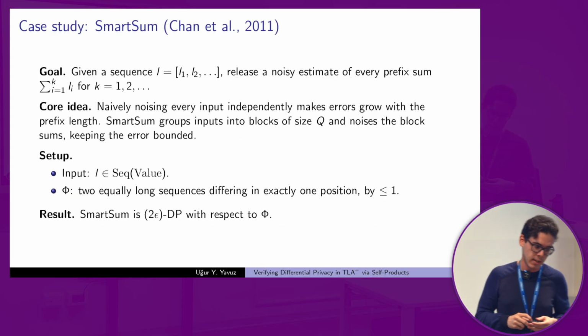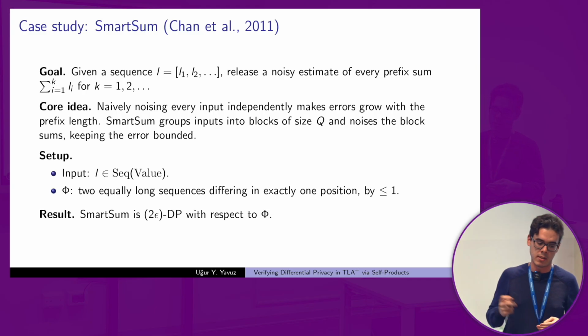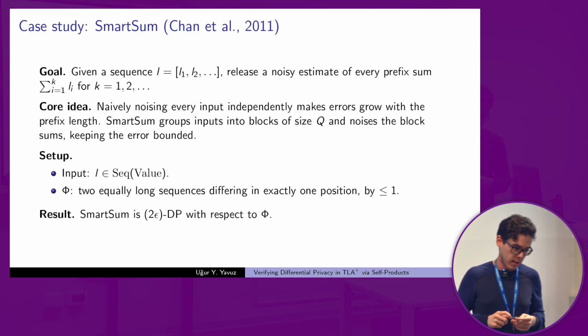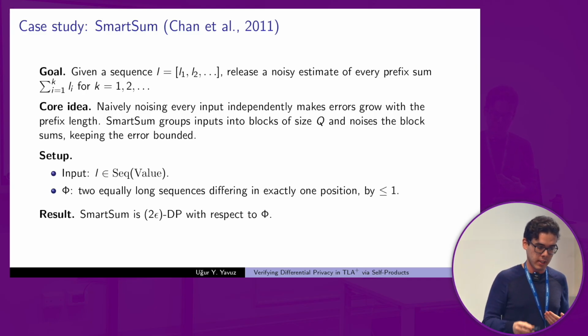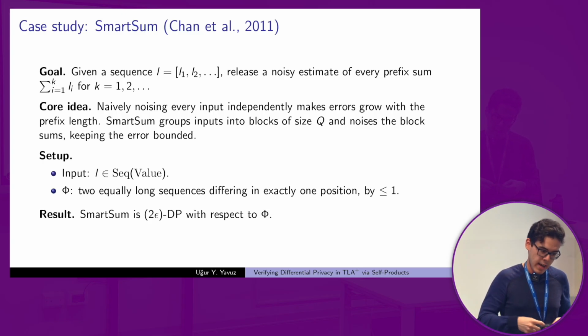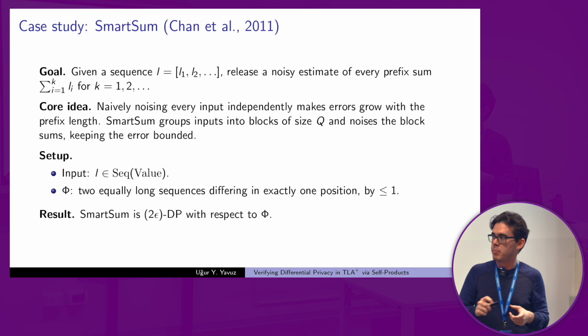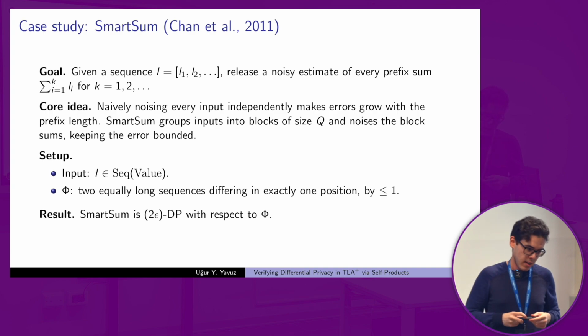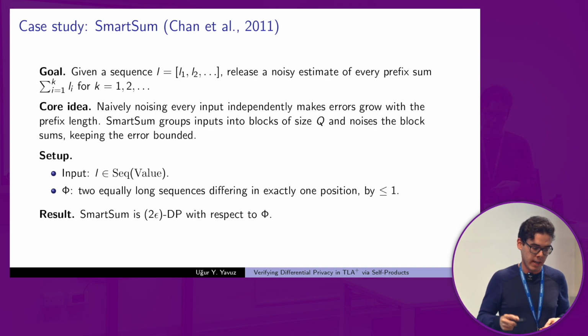Moving to our case studies. Our first case study is SmartSum, which is an algorithm due to Chan and colleagues. The goal here is the following. We are given a sequence of integer inputs L1, L2, and so forth, and we release a noisy estimate of every prefix sum, that is, the sum of the first k entries for every k.